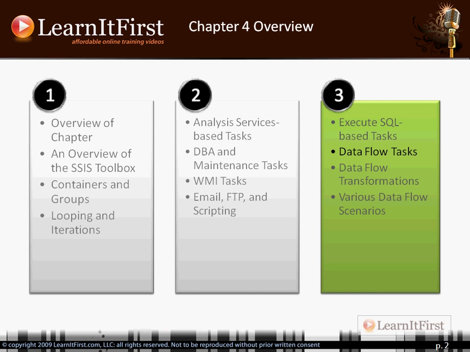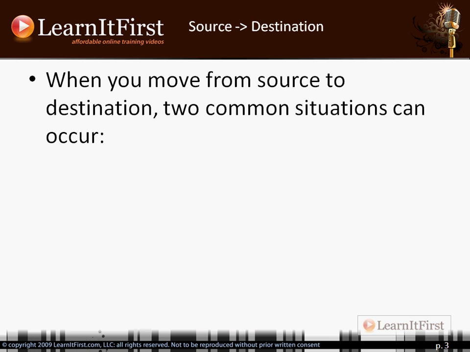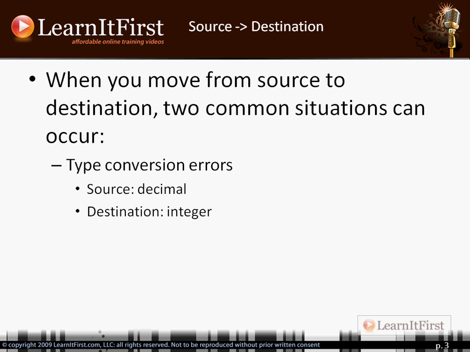When you're working with data flow, so you're moving from source to destination, two of the common scenarios that you will undoubtedly run into is a type conversion error. And this is going to happen when the source is picked up as a decimal, but your destination is an integer. Okay, so we're going to have a conversion error.